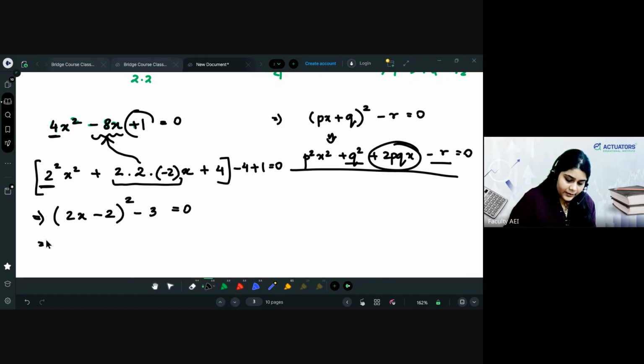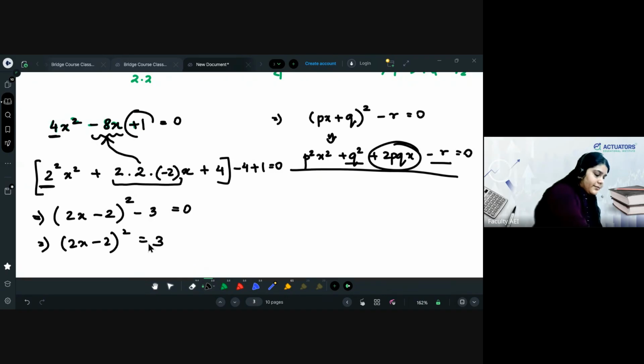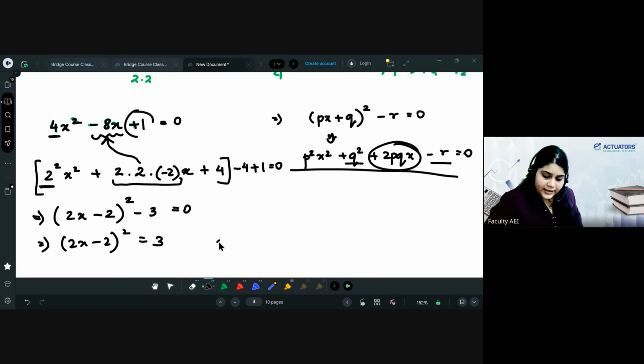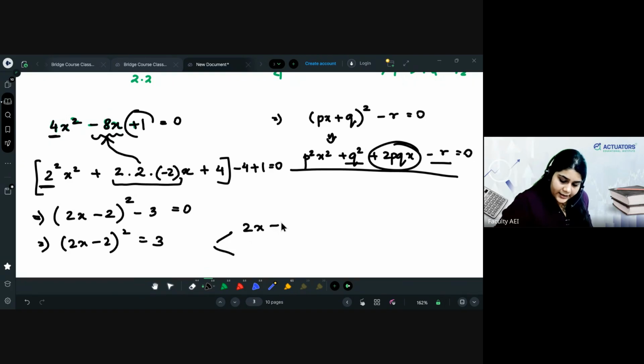Okay, so can we say 2x minus 2 whole square is equal to 3? We can say this. And now can we solve for x? From this we can get 2 roots. 2x minus 2 is equal to +3, or 2x minus 2 is equal to -3.